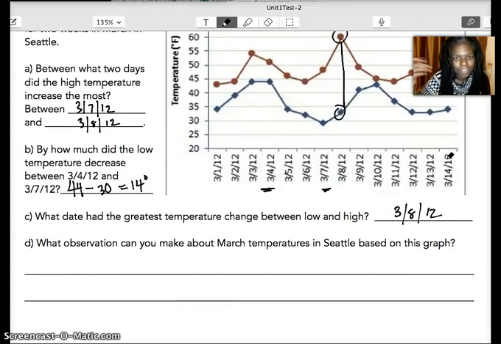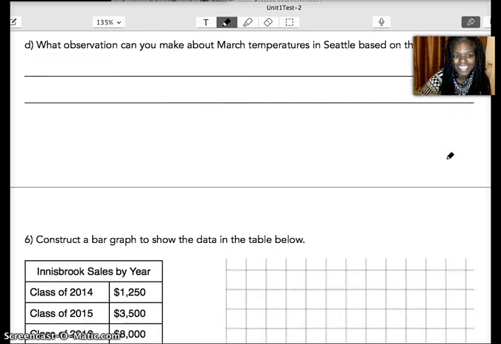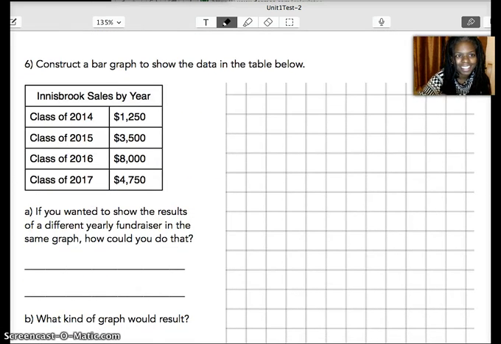When you look at a graph and you're asked an open-ended question, you want to make sure and think through what the graph means and give a sentence or two about what you see. All right, I'm going to leave that one to you guys. Let's take a look at this next one.